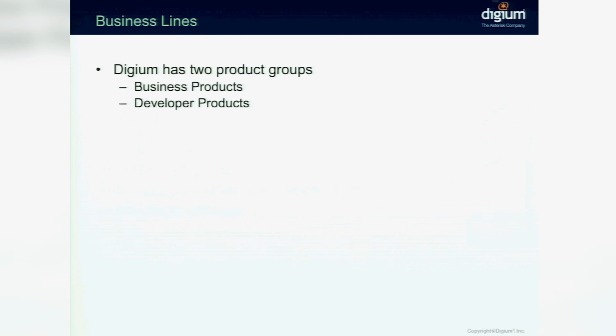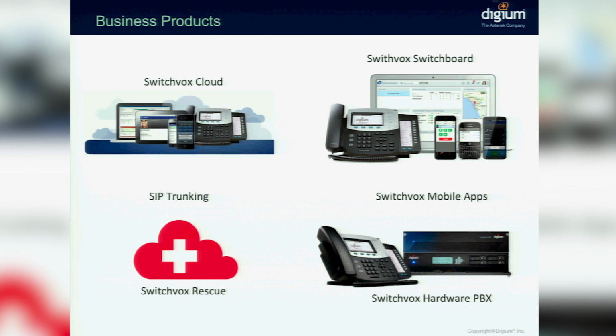Now, Digium has two main product groups. There's business products and developer products. Business products include SwitchVox. Any SwitchVox users? Thought I heard one, okay. Digium SIP trunking. We also have SwitchVox Rescue as an extension of Digium Cloud services.